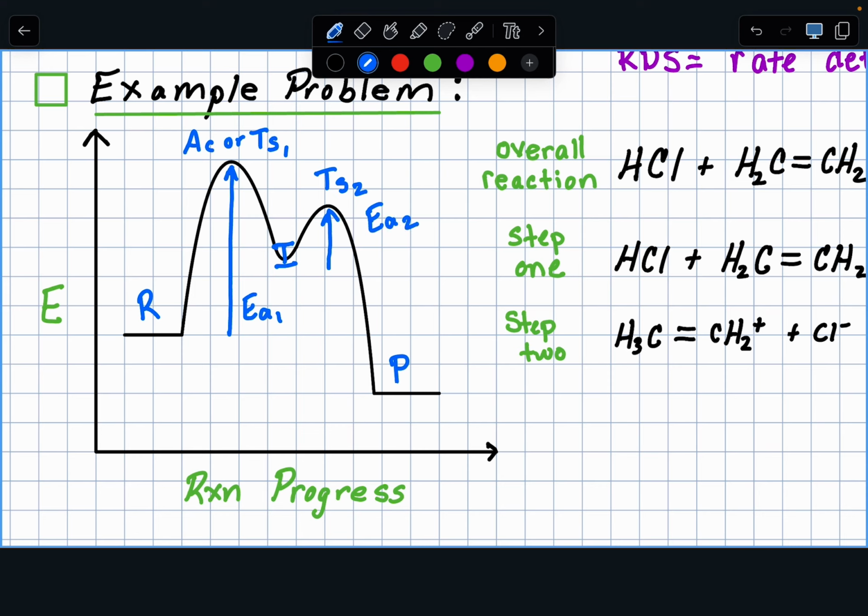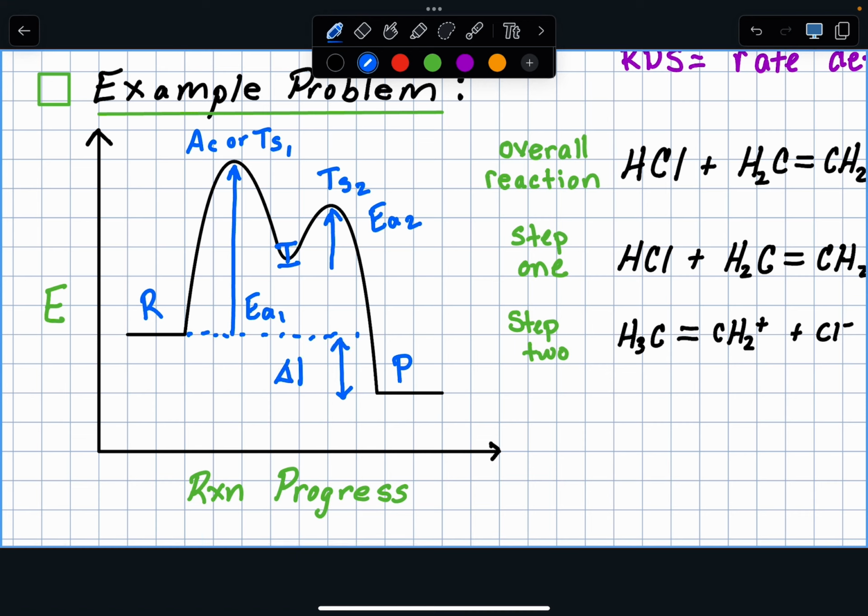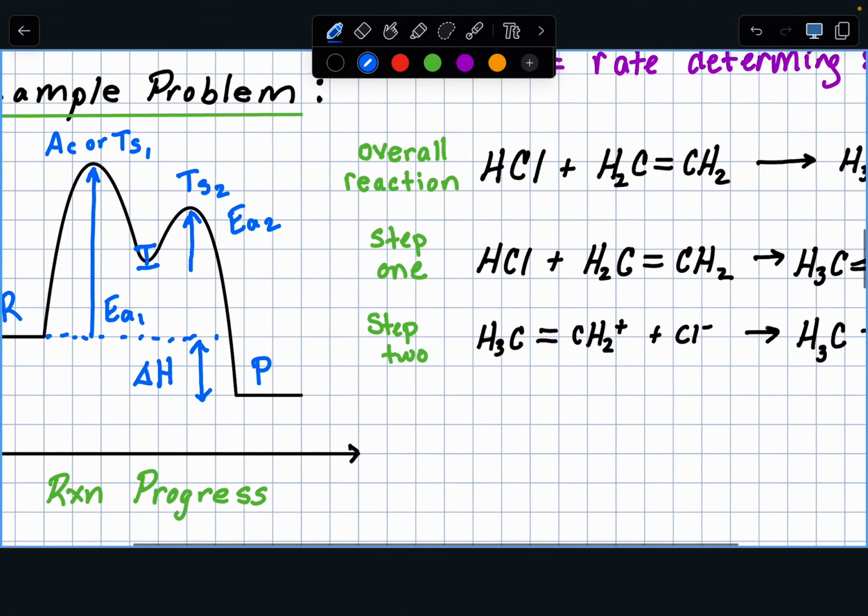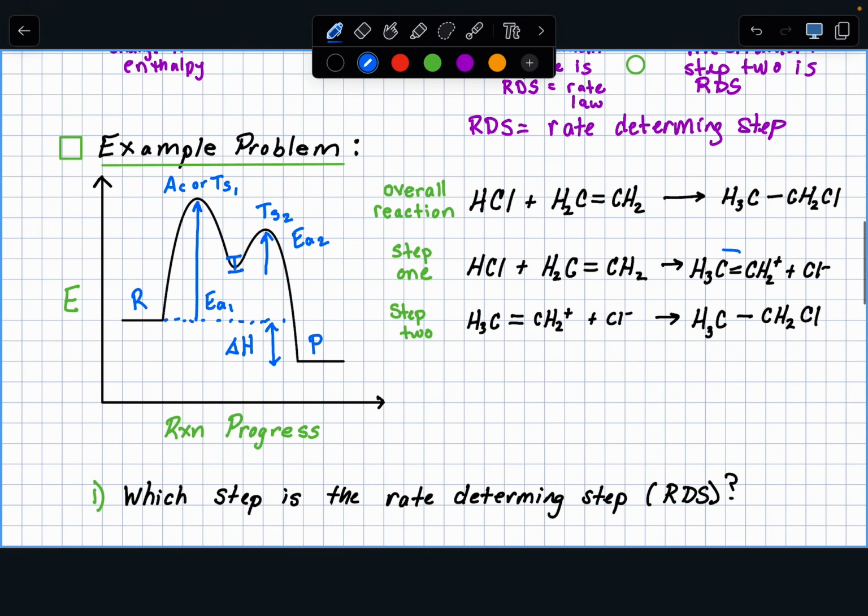And then last but not least, you can always start from the start to the finish, and I'm just going to dash it here. Your change in enthalpy is going to be right there. All right, so you can label all those things on the graph. And then if you think about it again, our intermediates, I'm just going to circle this molecule right here and the chloride ion, both show up in step 2.